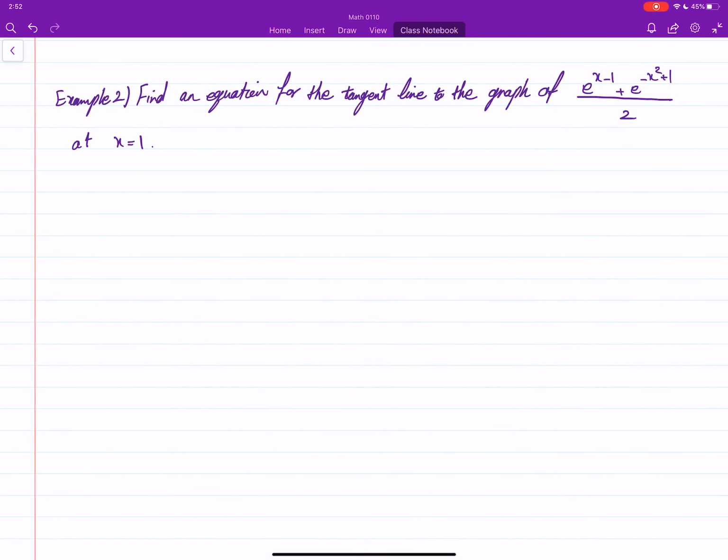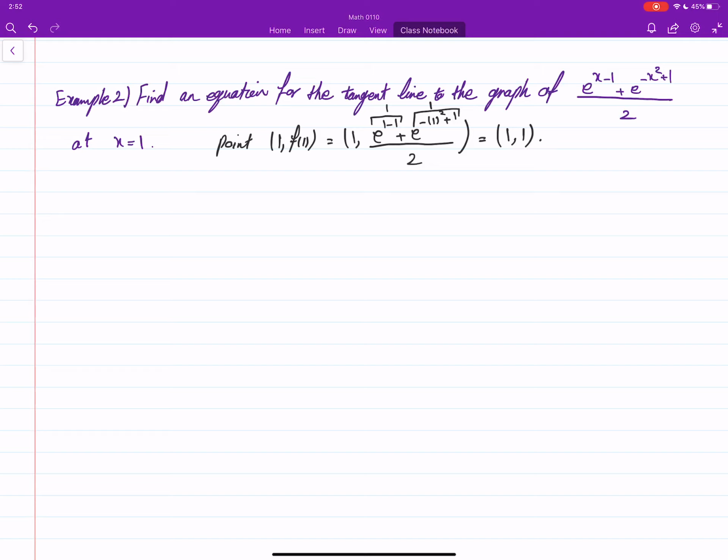In the second example, we will find an equation for the tangent line. Remember, we need a point. In this case, it is 1, f(1), which is 1 and one half of (e to the power 1 minus 1 plus e to the power negative 1 squared plus 1). e to the power 0 is 1, and the other one is e to the power 0, so you have 2. So the first component is 1. The second component is 2 over 2, which is 1.